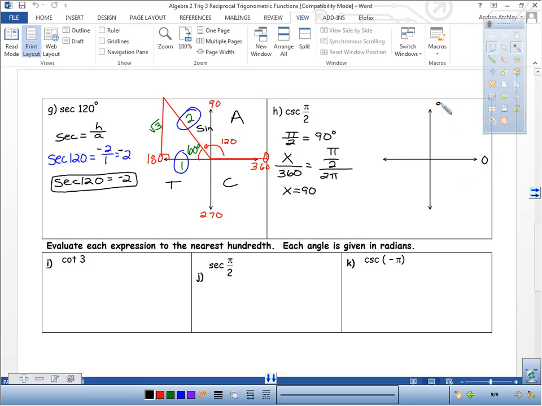So this is 0. This is 90. This is 180. This is 270. This is 360. Or this is 0. This is pi over 2. This is pi. This is 3 pi over 2, and this is 2 pi. Write them both, please. It doesn't take long.